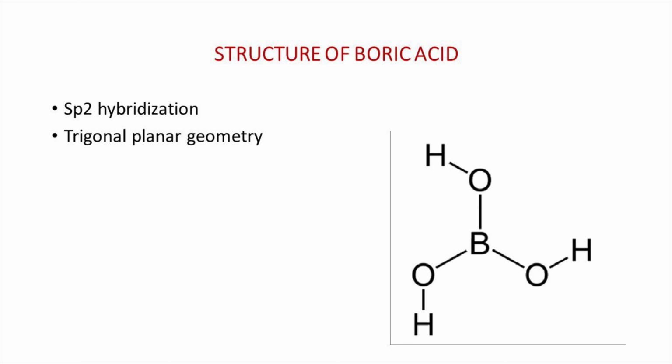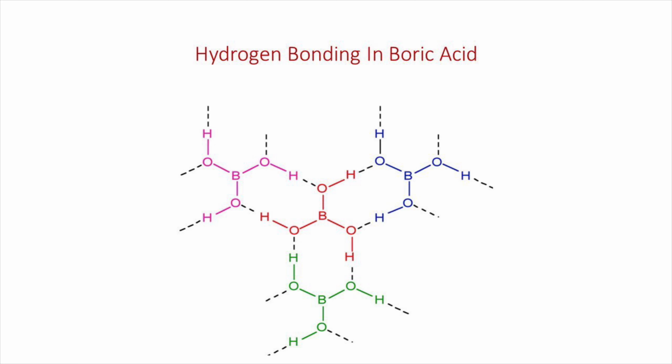The three sp2 hybrid orbitals are used to bond with three oxygen atoms. Each oxygen atom in turn is bonded to a hydrogen atom in boric acid. In boric acid, planar BO3 3- units are joined by hydrogen bonds to give a layered structure.